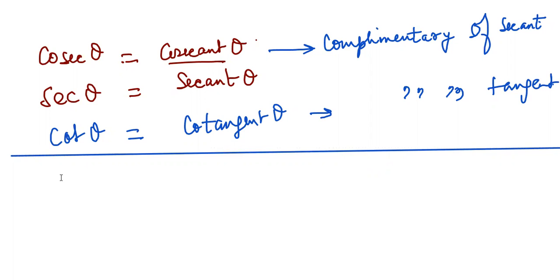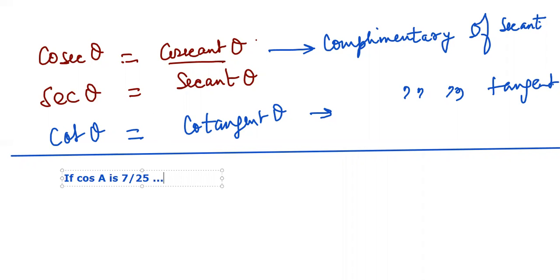So a problem they have given something like this. If cos theta, or cos of angle A, is 7 upon 25.